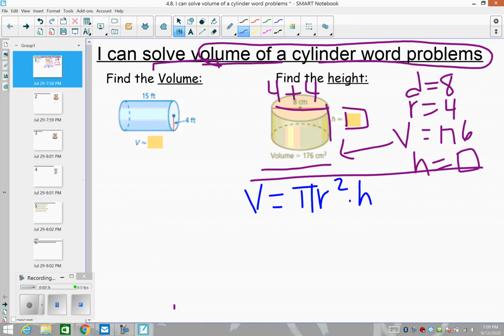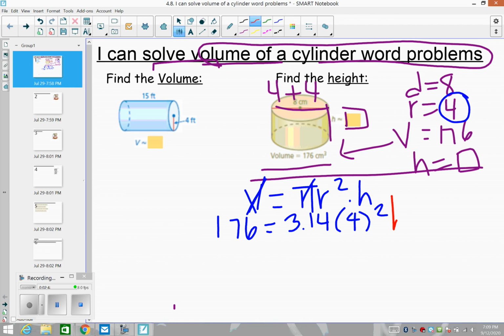When we do that, we substitute in the volume of 176 here. We have that pi is 3.14, and we know that the radius is 4, and we're going to square that. The thing that we don't know is the height. So we're going to build our house around it. There's a really cool trick where you can divide by all of that at once. I'm going to throw it in my calculator first because it'd be a lot easier to just get the value of that.